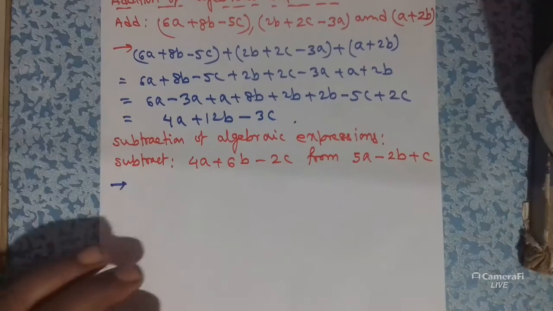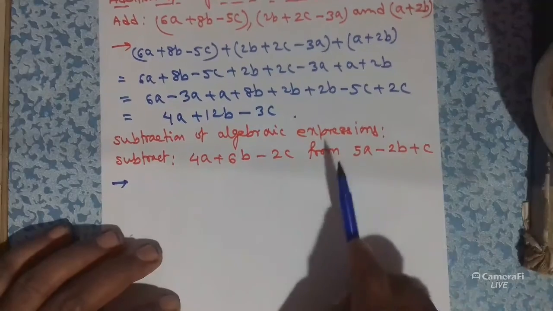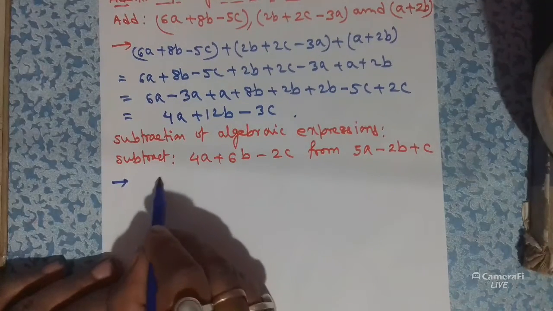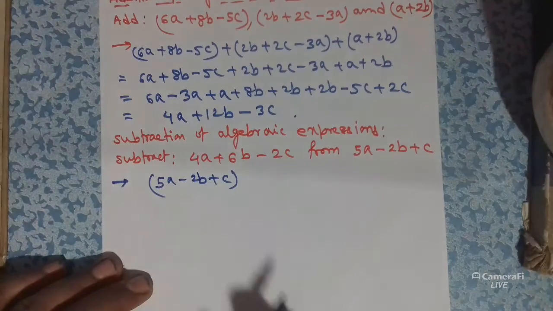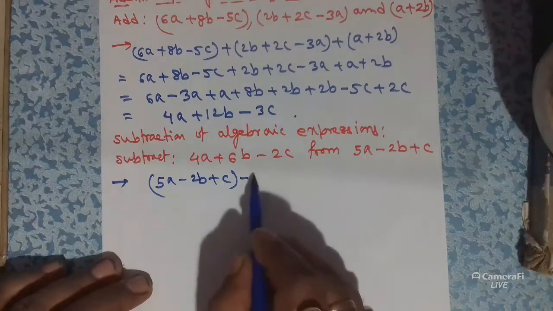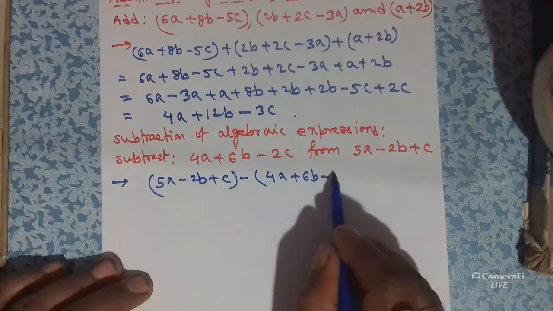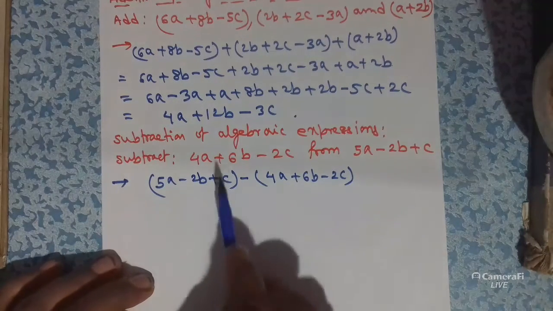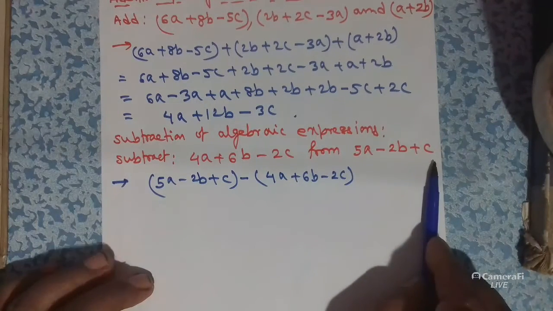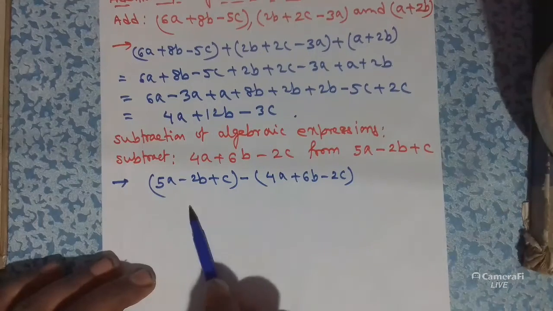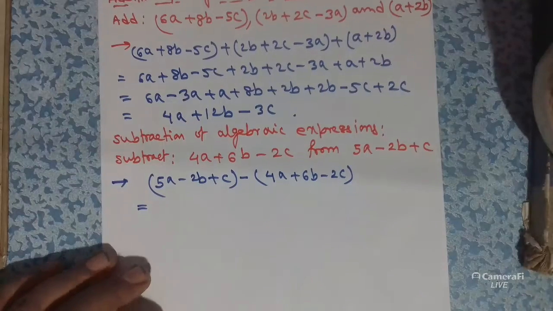At first you can see that this must be subtracted from this. So at first we have to write 5a minus 2b plus c. Then we have to put the negative sign and then write 4a plus 6b minus 2c, because we have to subtract 4a plus 6b minus 2c from 5a minus 2b plus c. That is why we write this one first, then put a negative sign, and then this one.